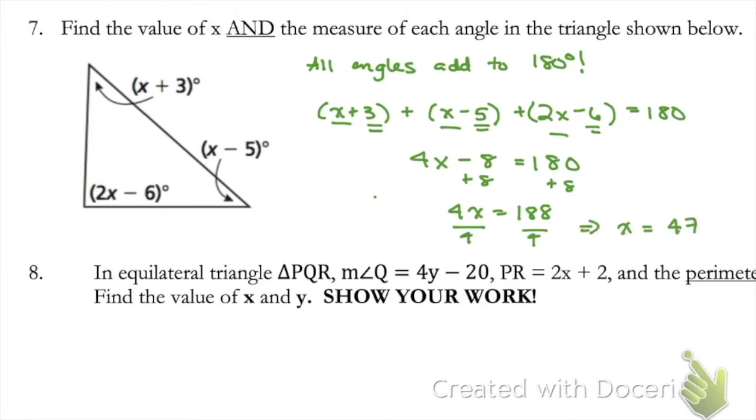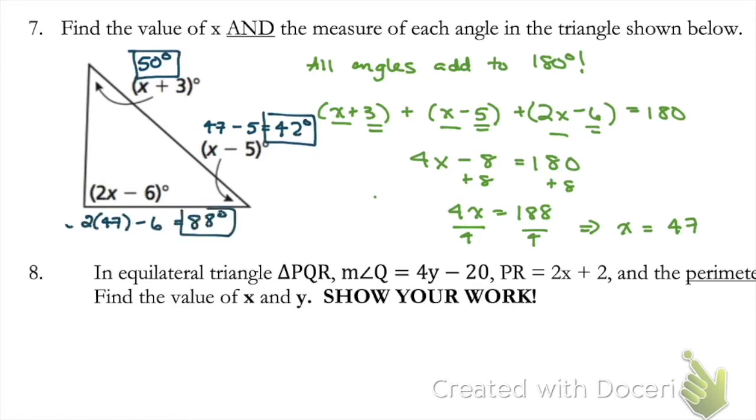Okay? So now that we found x, we can use that to find all our different angle measures by plugging in 47 for each value of x. So for example, if I take 47 plus 3, I get 50 degrees for that top angle. If I take 47 minus 5, I get 42 degrees. And then if I take 2 times 47 minus 6, I get the last angle measure, which would be 88. I could also check this work by adding 50 plus 42 plus 88 to make sure it equals 180, which it does.